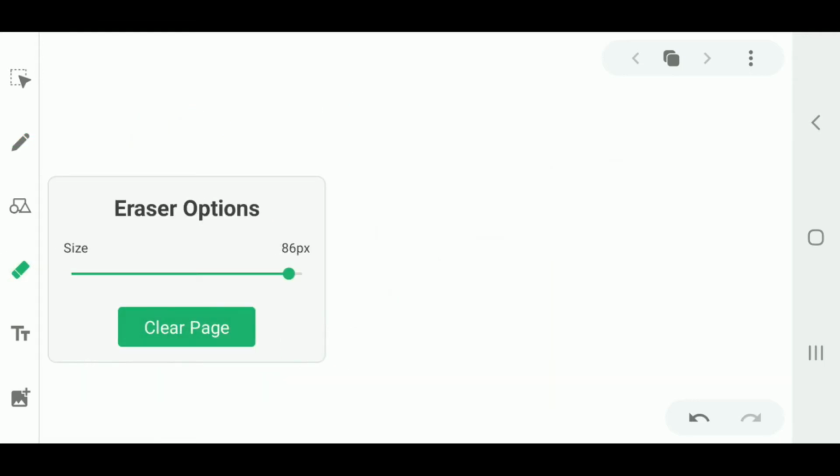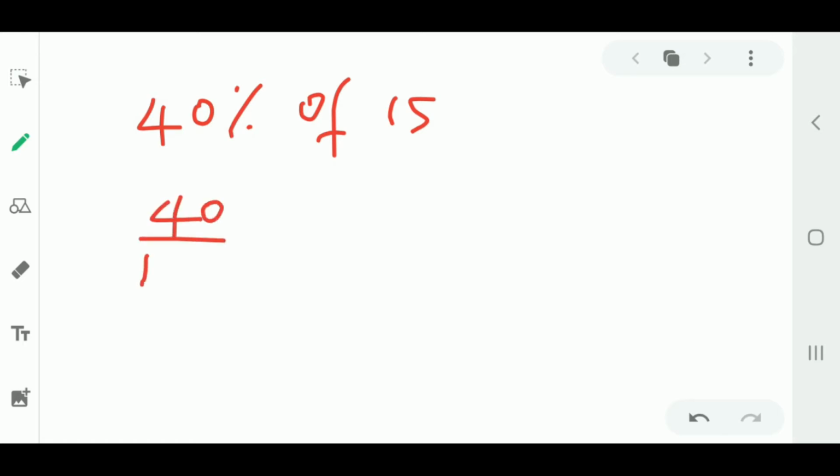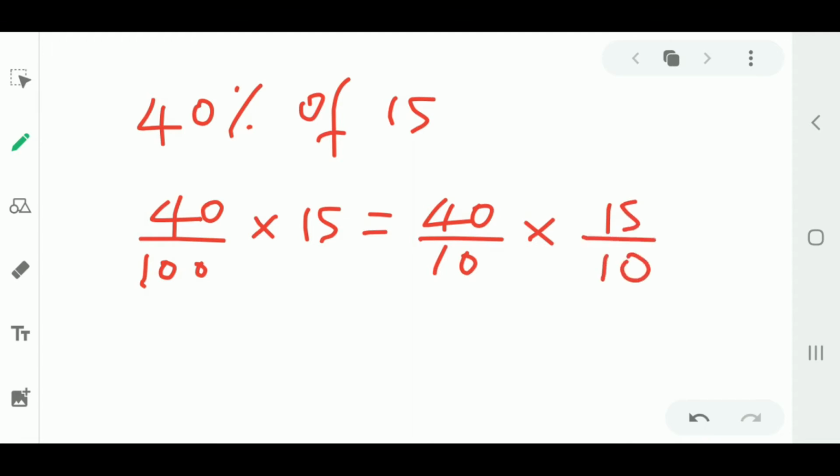Let's try another one. Let's say you want to find 40% of 15. So it's 40 over 100 times 15. So we could split the tens again. So it's 40 over 10 times 15 over 10. The zeros cancel here, so we get 4. And we move this one place to the left, so we get times 1.5. And 4 times 1.5 gives you 6. So you can do these questions without using a calculator.